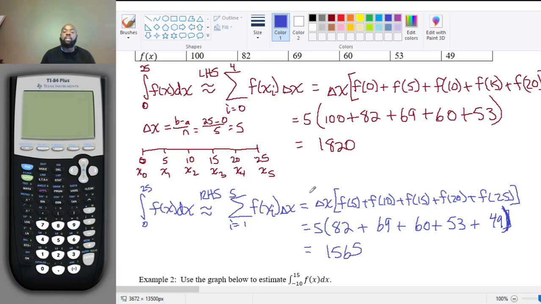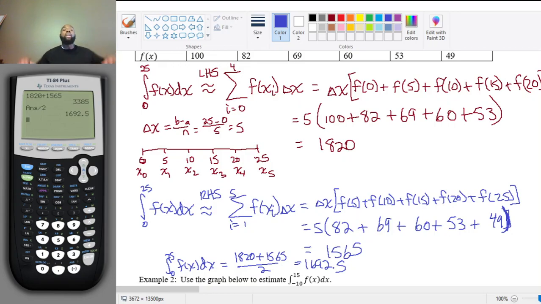Now, we used a left-hand and a right-hand sum. A better approximation for the integral from 0 to 25 of f of x dx would equal 1820 plus 1565, all over 2. I didn't do that calculation, so I'm going to do it now. So 1820 plus 1565, we're going to divide that by 2, and a better estimate will be 1,692.5. All right, and that's how we can use our left and right-hand sums to approximate a definite integral.